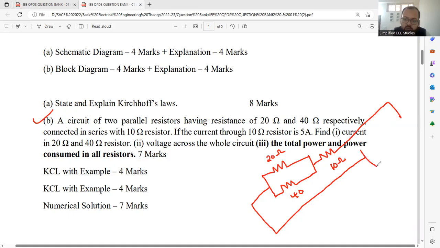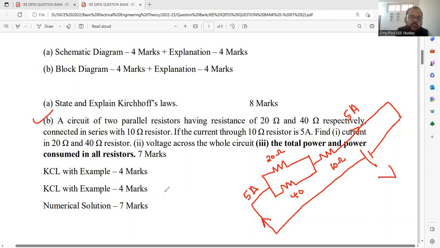Definitely there will be supply voltage. Voltage should be there. Okay. So the current flowing through the 10 ohm resistor is the total current, so we can assume 5 ampere, right? We can mark here, and here also you can mark 5 ampere. Okay. First step is the current in 20 ohm and 40 ohm needs to be calculated.